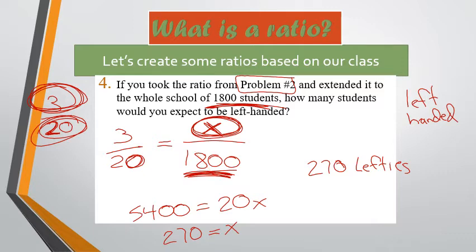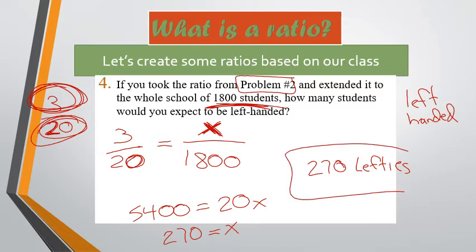This is how you would set the proportion up. You would have 3 over 20, because that's the ratio we have, 3 lefties out of the 20 students in class. And then we have the unknown amount of students in the population, the X, over the total population, which was 1,800. Now, once you set this proportion up, you cross multiply and solve. You can see my algebra there. I got 270 lefties. So if we expect the student population to hold to the same amount of lefties as are in the classroom, this is what you'd have.